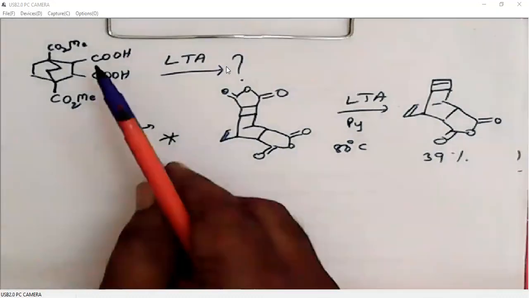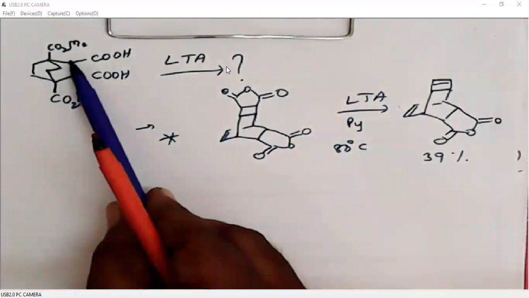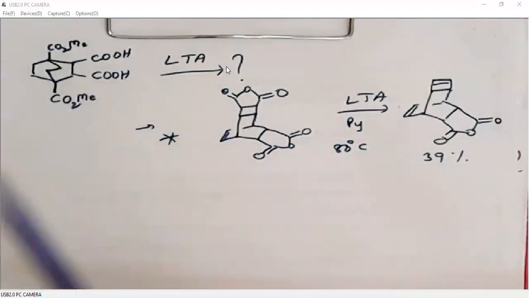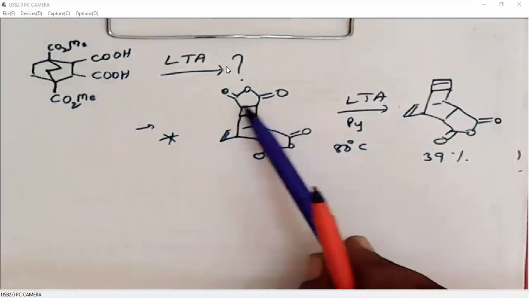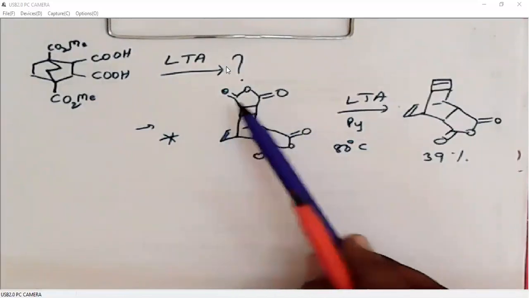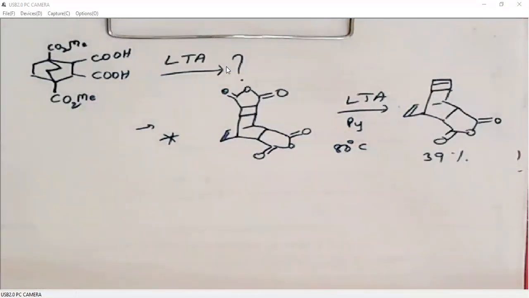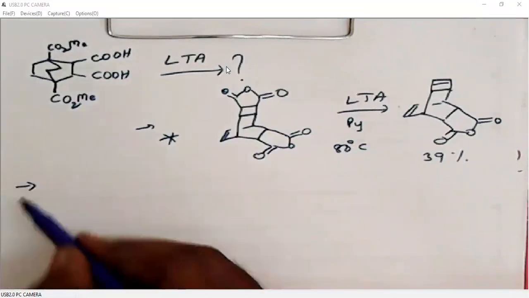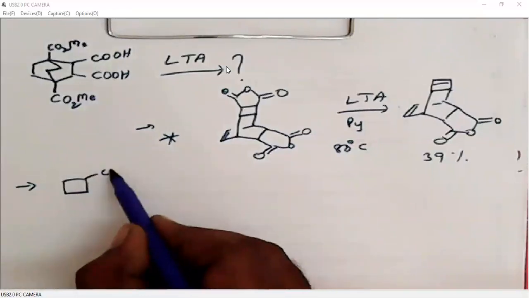So in this case, these two carboxylic acids will undergo double decarboxylation. So we will generate a double bond here. This cyclic anhydride is undergoing double decarboxylation, but this is not undergoing double decarboxylation. Right. In the next example, we can see decarboxylation of monocarboxylic acids using LTA.